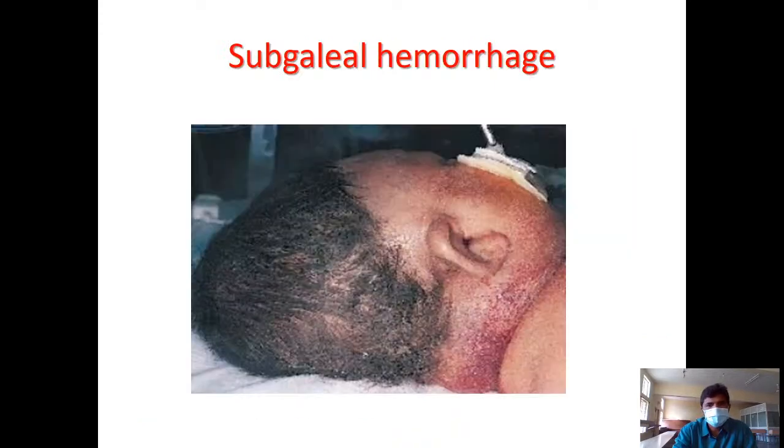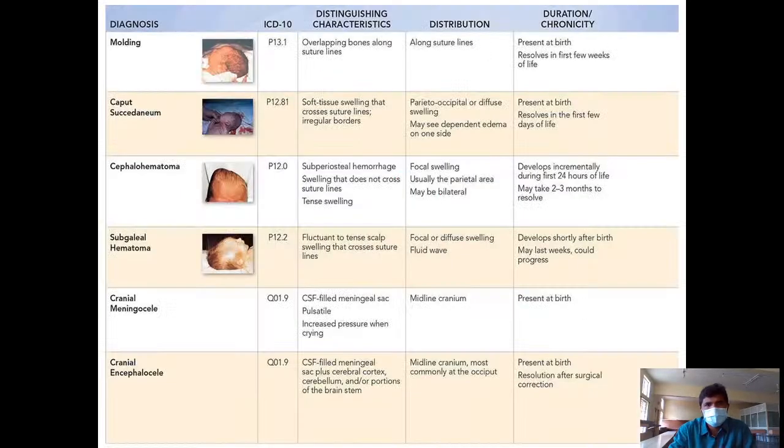There is one more swelling over the scalp. You could see a diffuse swelling over the occiput and nape of the neck. That is a subgaleal hemorrhage. So these are all the swellings you can see on the scalp. Molding, which is overlapping of skull bones along the suture lines, is a normal thing and usually resolves within days.